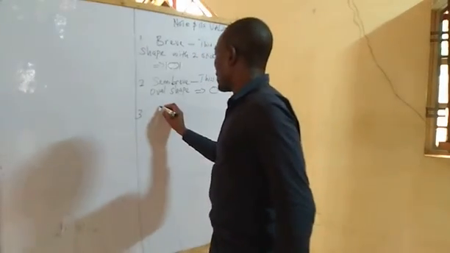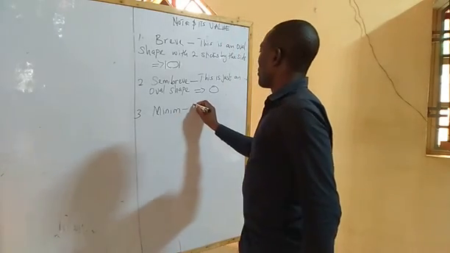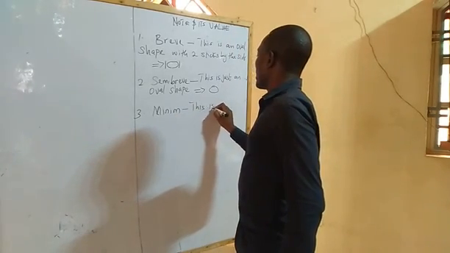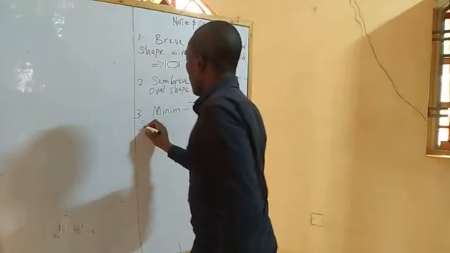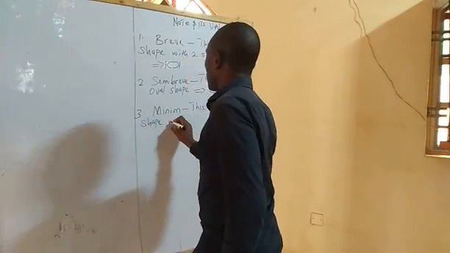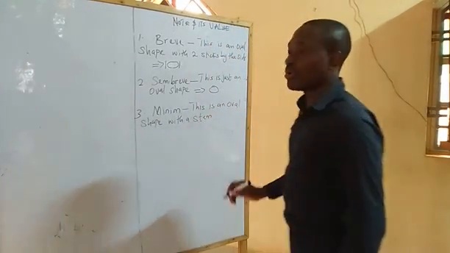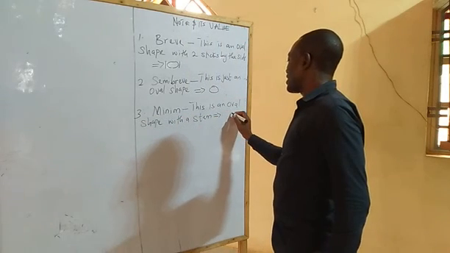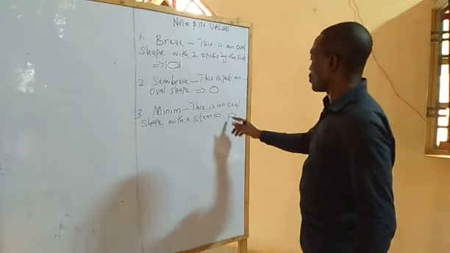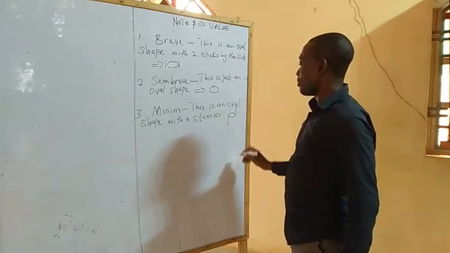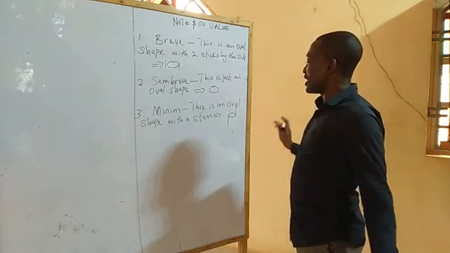Number 3, we look at the minim. You say this is an oval shape with a stem. And this is how it is: an oval shape with a stem. The stem could go down, it could go up. Anyhow it goes, it is just an oval shape with a stem.